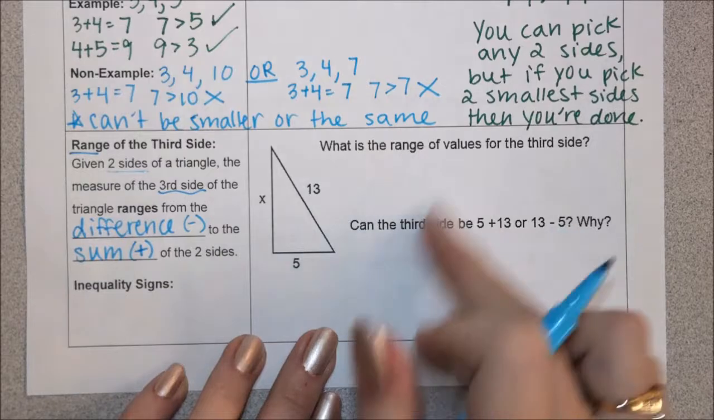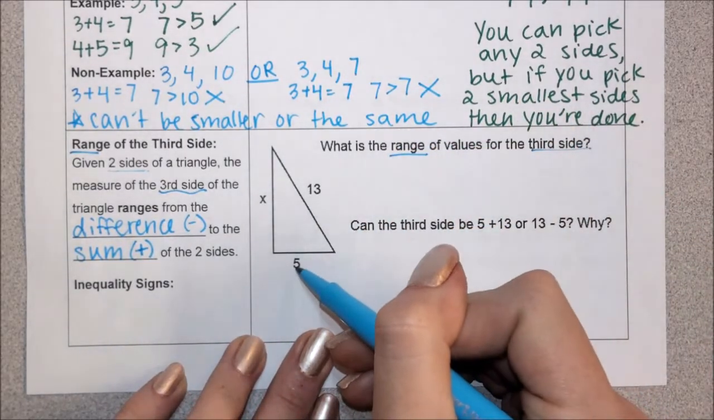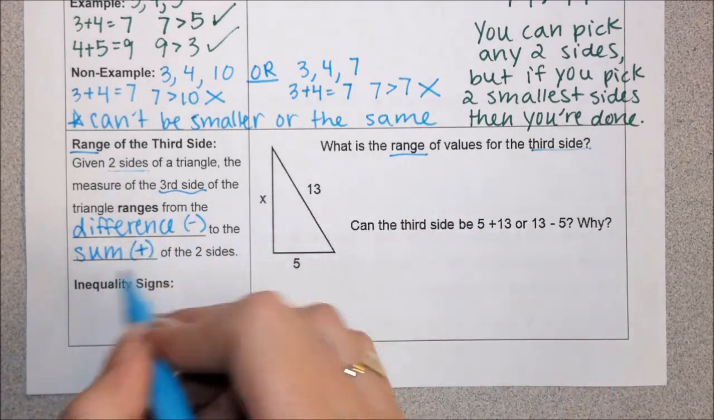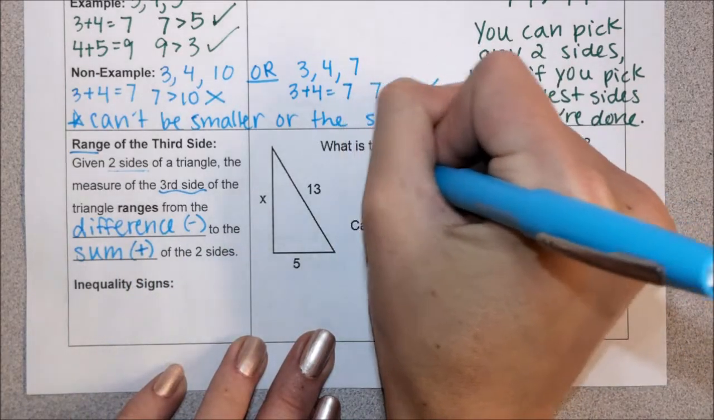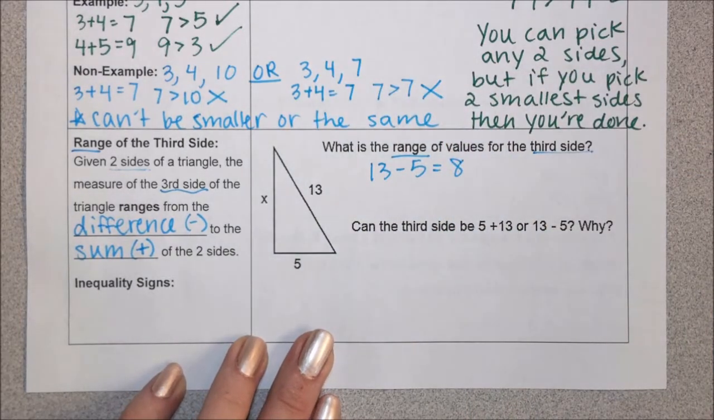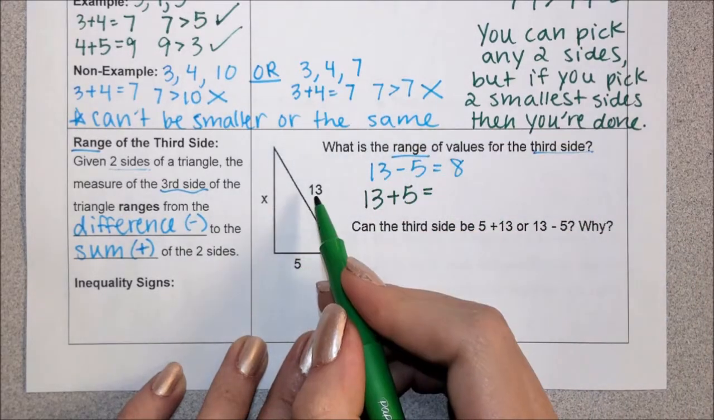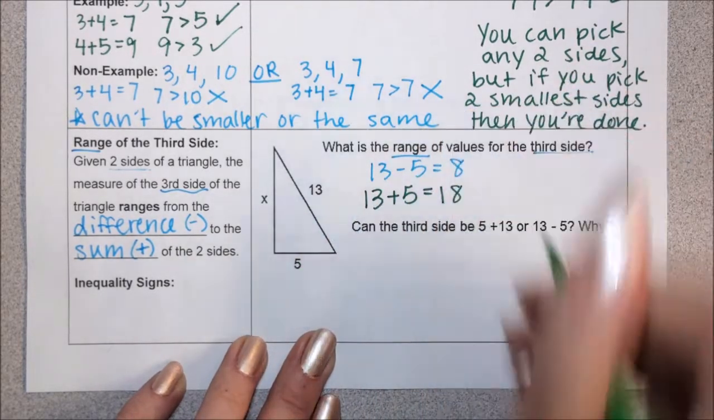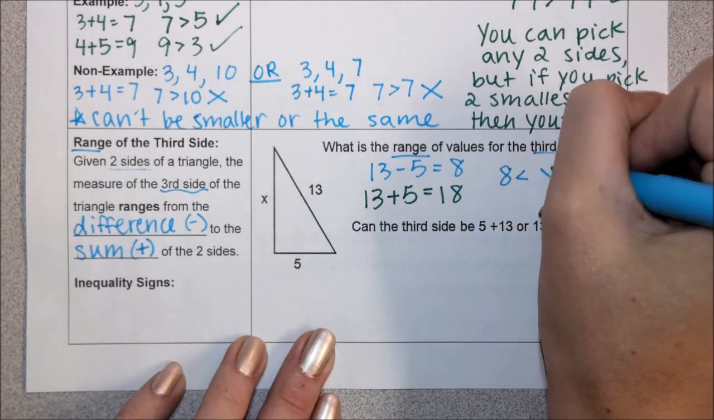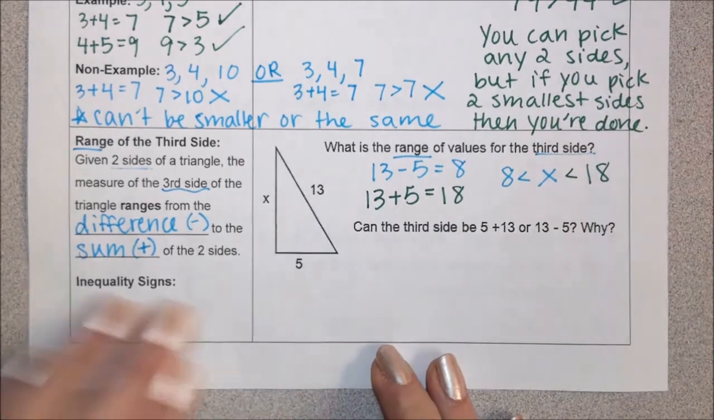So if we look at this example over here, what is the range of the values for the third side? Well, you see here we have two numbers and we don't have that third number. So we find our range by doing what we did over here. First, I find the difference by subtracting, and I get 8. And then I need to find the sum by adding those, and I get 18. So I write my range as the smallest number to x to my biggest number.